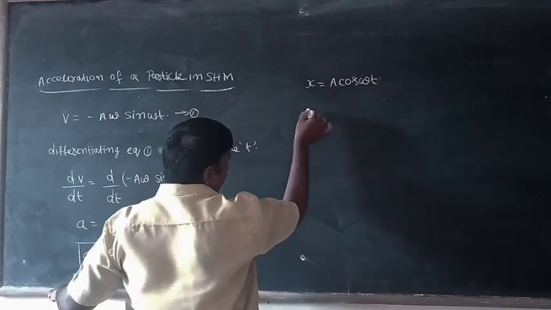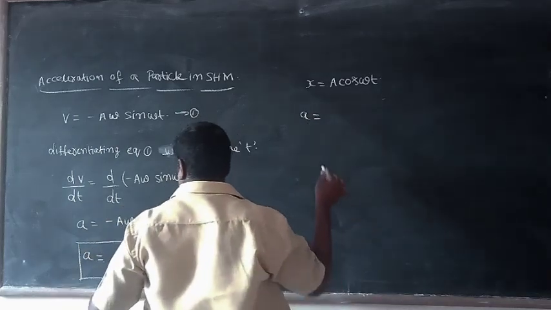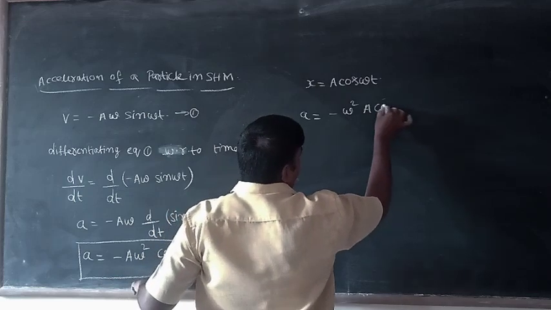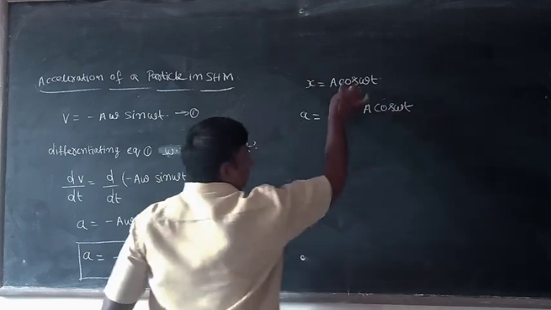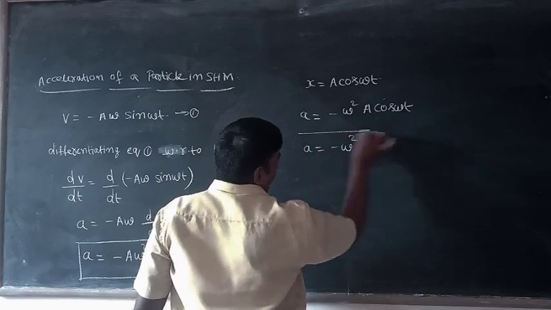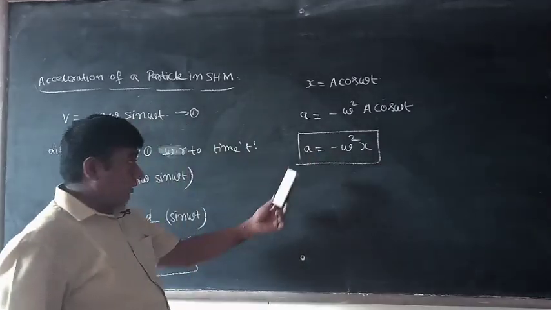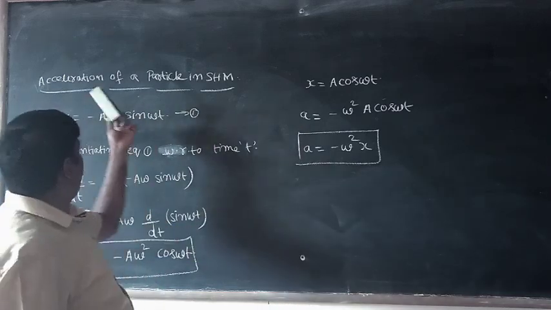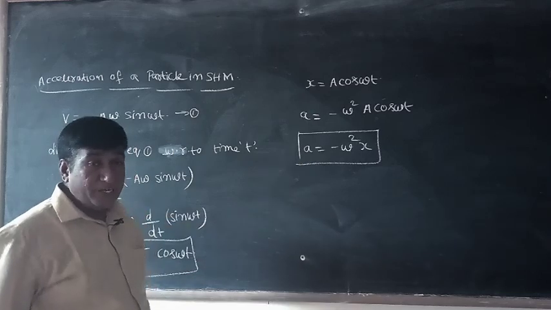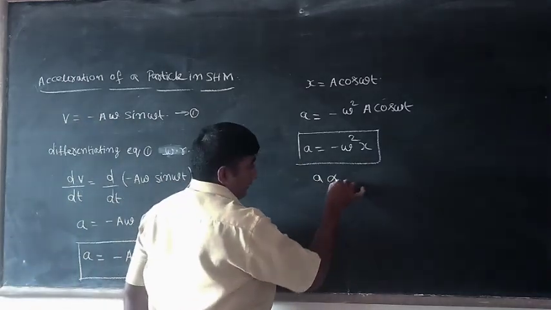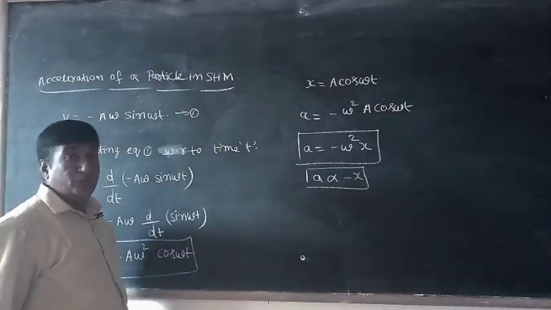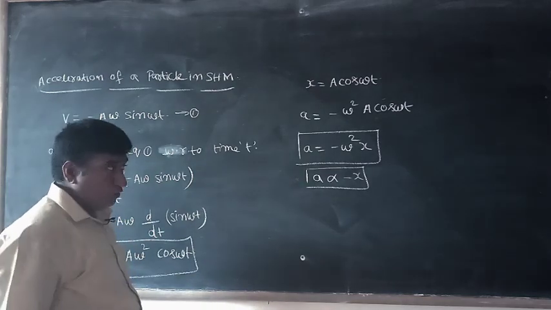With the help of this, the acceleration of the particle a is equal to minus omega square a cos omega t, but a cos omega t is nothing but x. So a is equal to minus omega square x. This is the equation which we can use for the acceleration of a particle in SHM. If omega is a constant, we can prove that acceleration is directly proportional to its displacement, that is, the particle is executing simple harmonic motion, which we have proved.